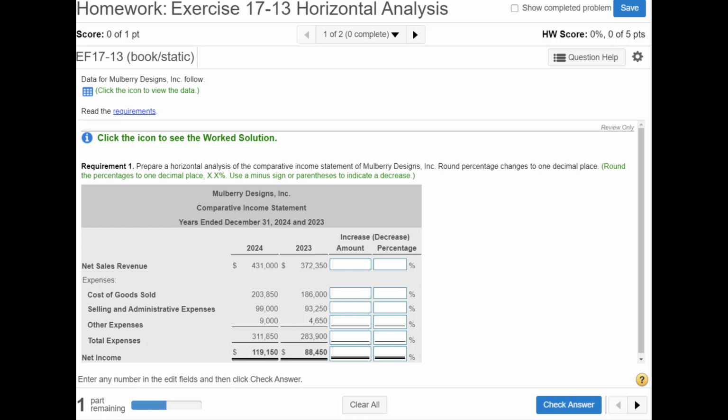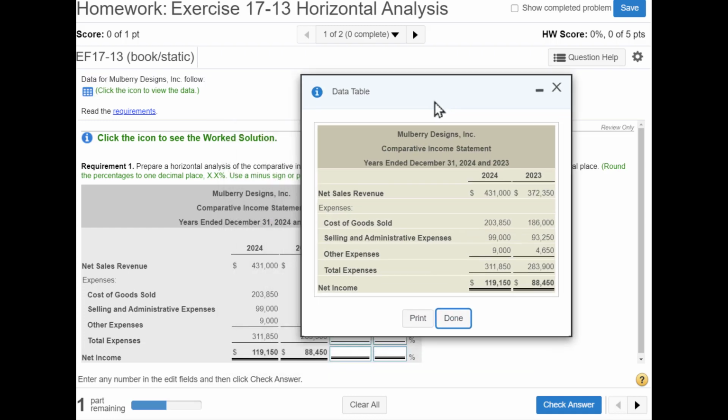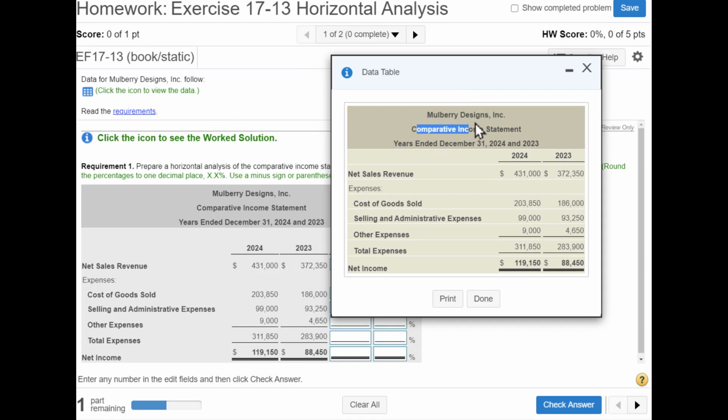Exercise 17-13, horizontal analysis. Data for Mulberry Designs Incorporated follow. We've got comparative income statements. Here's the older year, here's the newer year. We're going to analyze each row to see if there was an increase or a decrease and what the percentage was. Now this data is duplicated here, so we really don't need this window.